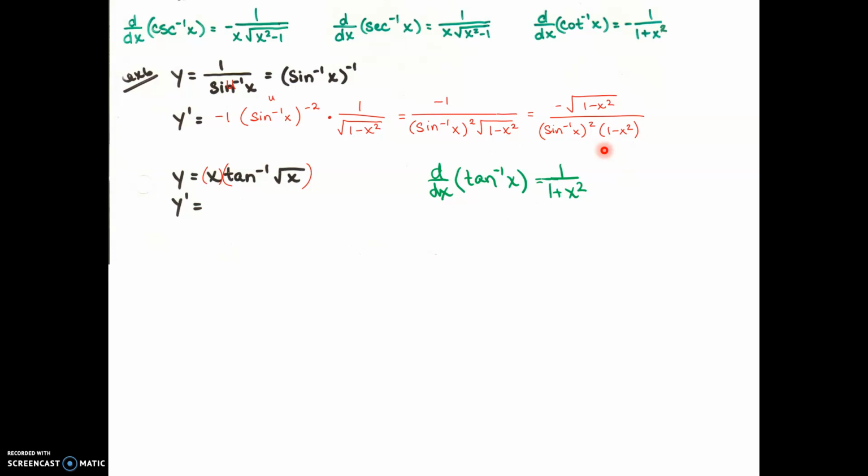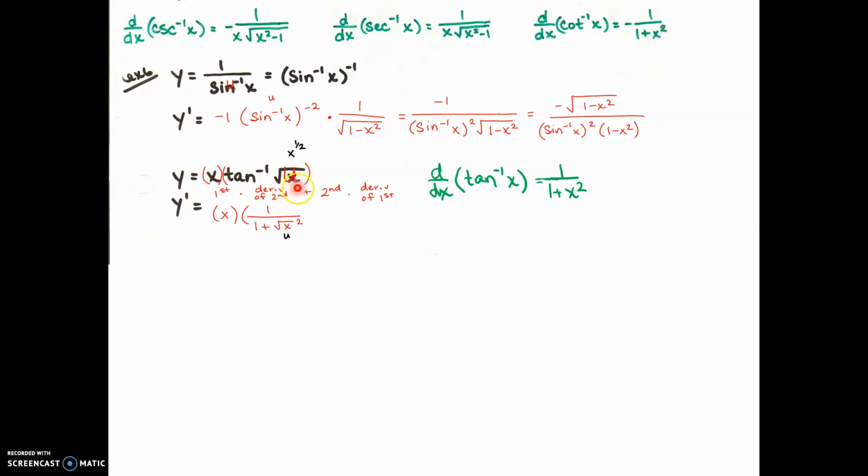All right, so then for our last example, we've got a product, right? You've got x times inverse tangent, so we're going to need to use product rule. We're going to need to do first times derivative of second plus second times derivative of first. All right, so first is x. We can see that right there. Now we need the derivative of second. So we need the derivative of the inverse tangent of the square root of x.